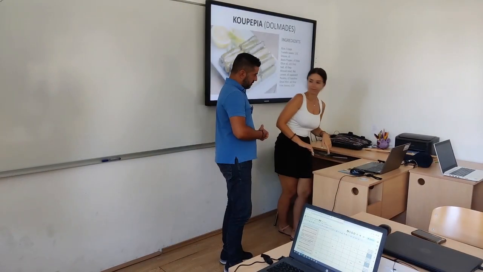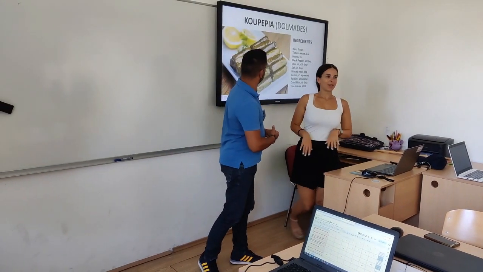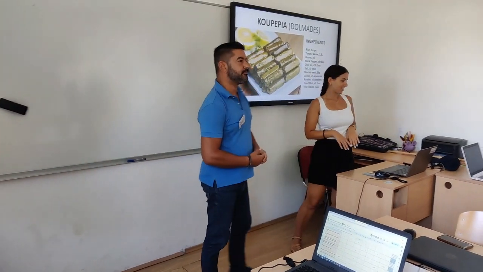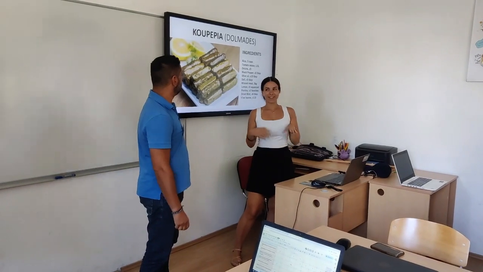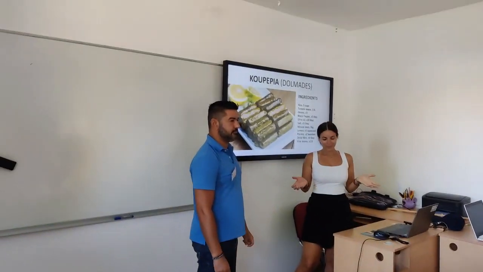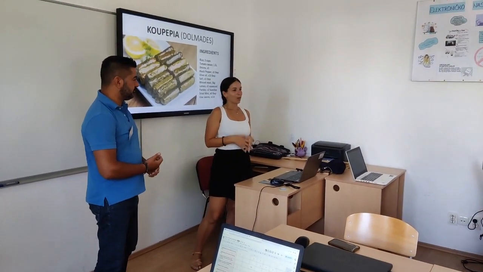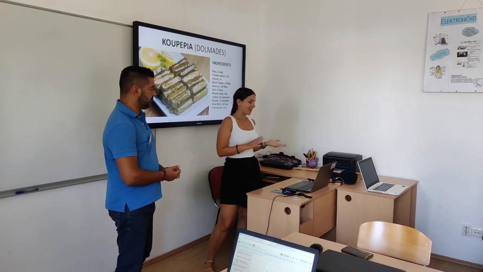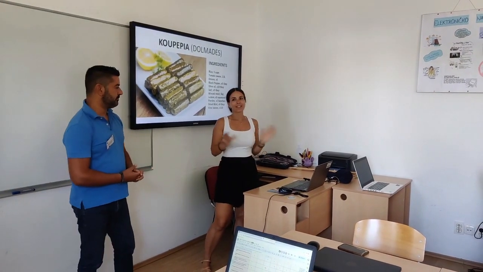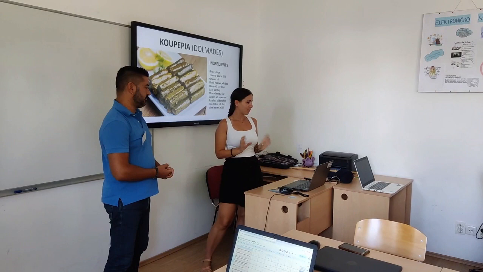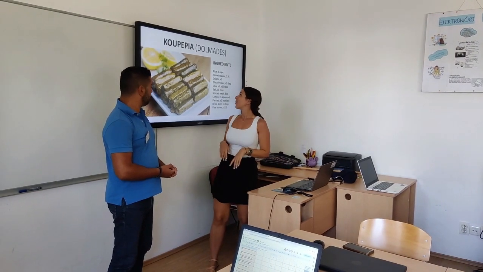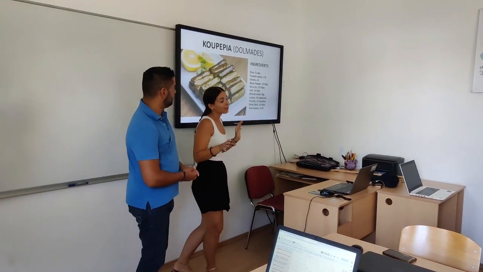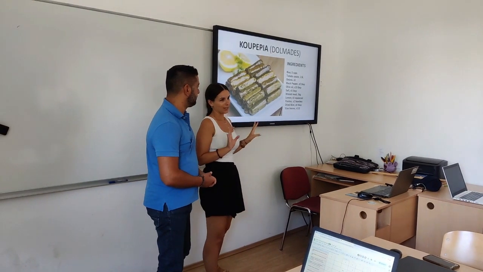Okay, so we chose a dish that is traditional in Greece and Cyprus. It's dolmades in Greek, poupetia in Cypriot, but it's essentially the same dish with only a few alterations. So we calculated 23 people instead of 25, so excuse us.